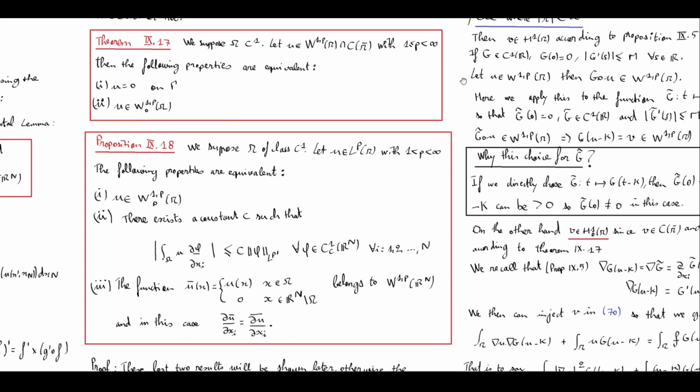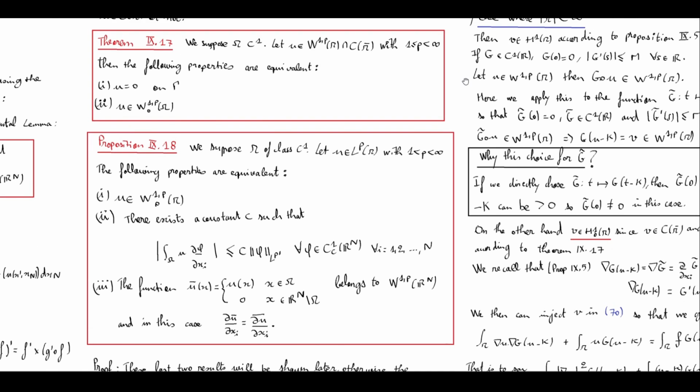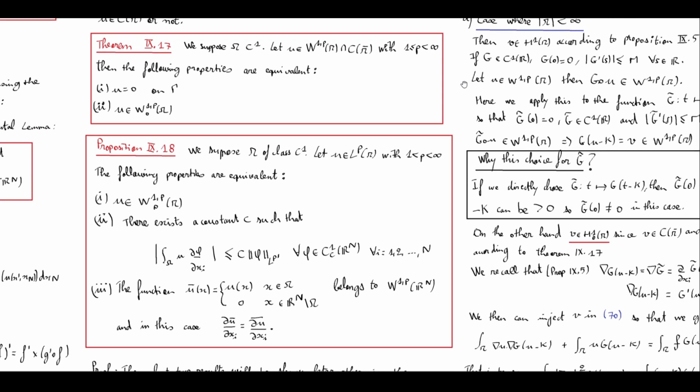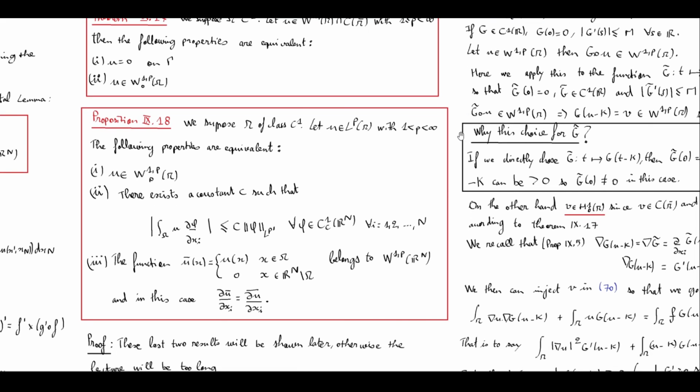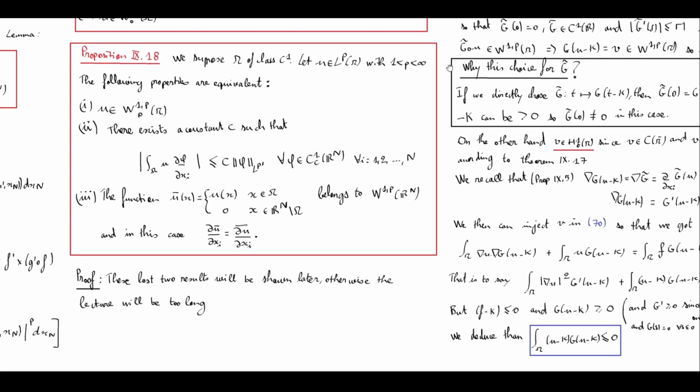In proposition 9.18, this time we suppose omega of class C1, but u only in L^p(omega), with p strictly greater than 1. The following properties are equivalent. So we have two characterizations of the set W^(1,p)_0. These last two results will be shown later, otherwise the lecture will be too long.